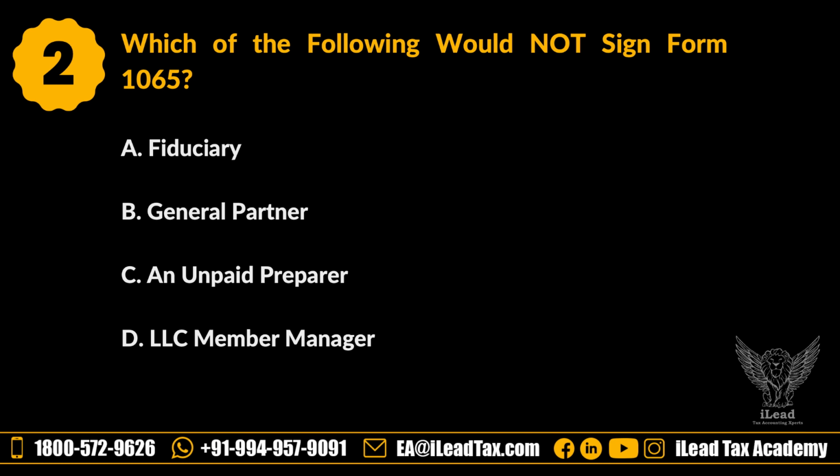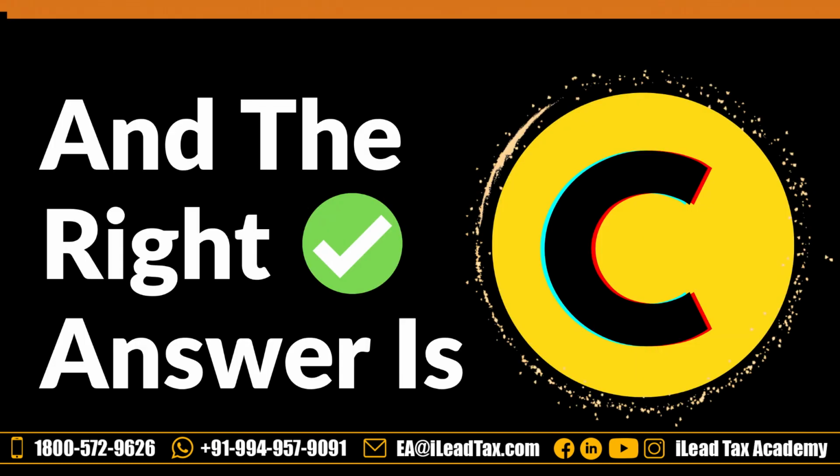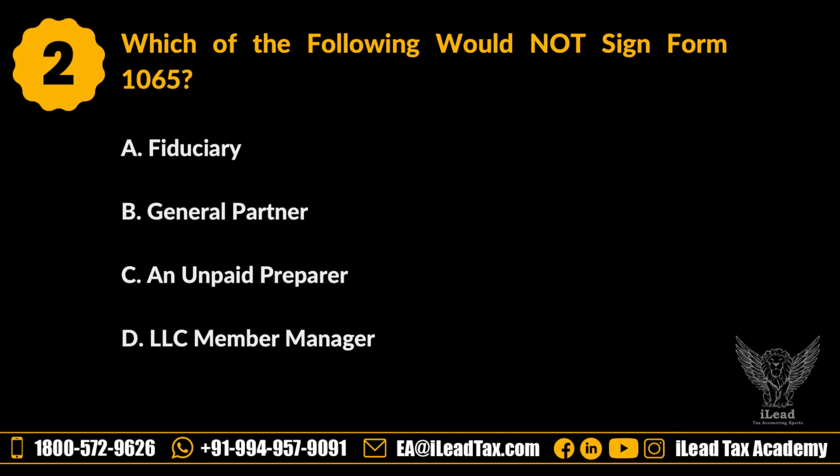Which of the following would not sign Form 1065? A. Fiduciary. B. General partner. C. Unpaid preparer. D. LLC member manager. Let's see the answer. The answer is C. Let's see why the other three options are wrong.